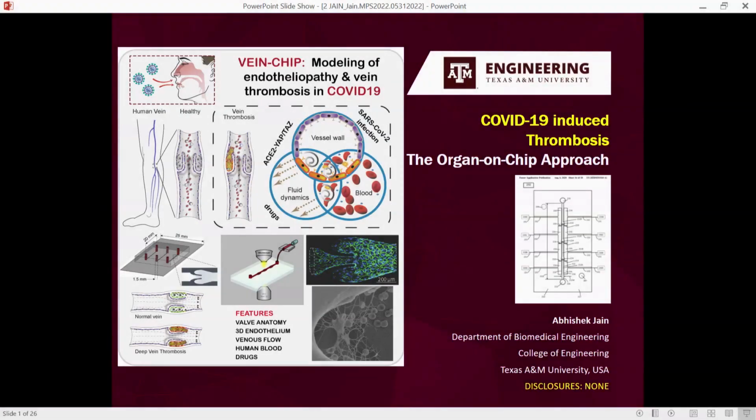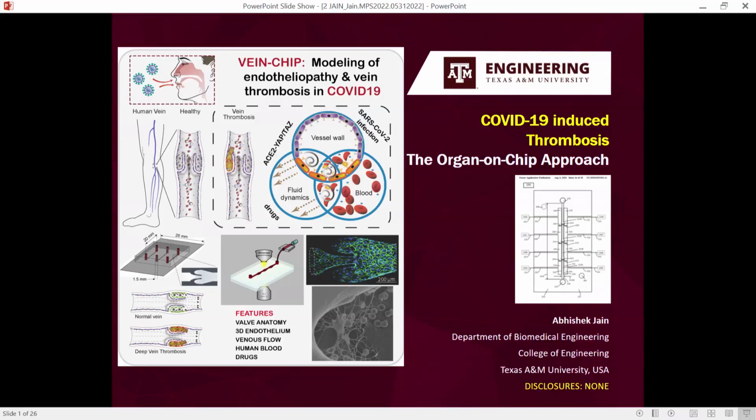I'm going to be talking about a project that started in my lab almost 4 years ago, when we started looking at applying the organ-on-chip philosophy to create a design of a vein on a chip so that we can model blood clotting. And when COVID-19 hit, we were in a position to think about how we can repurpose this study to look at COVID-19 induced thrombosis.